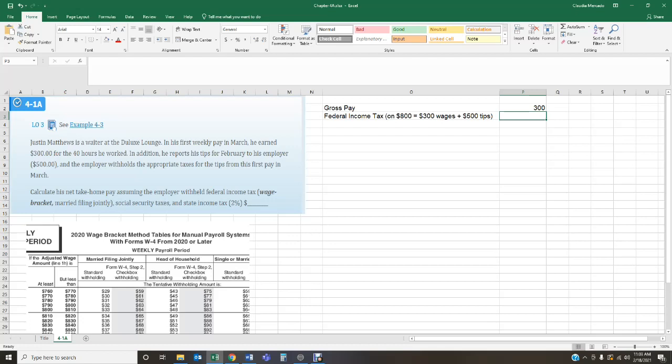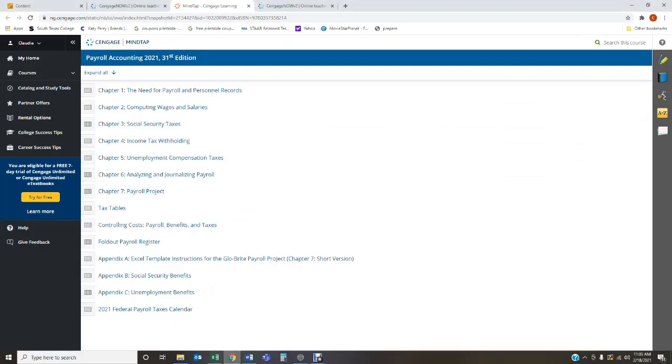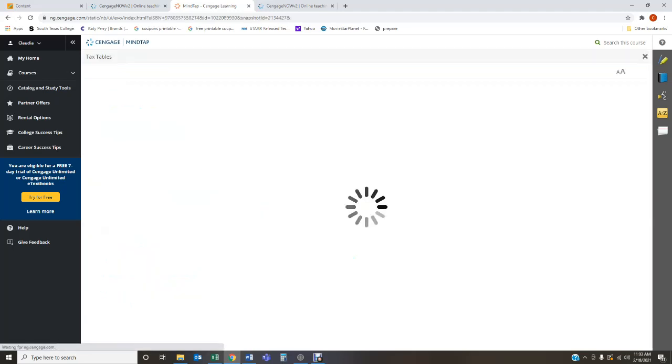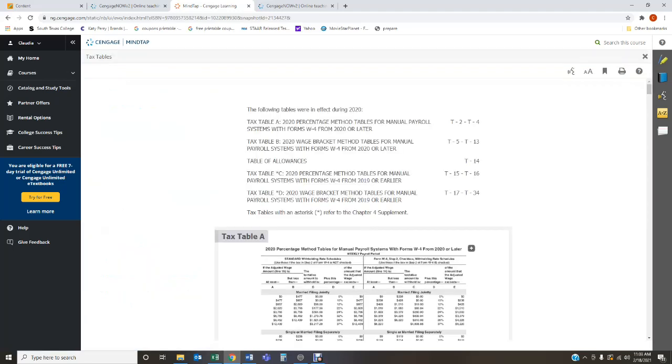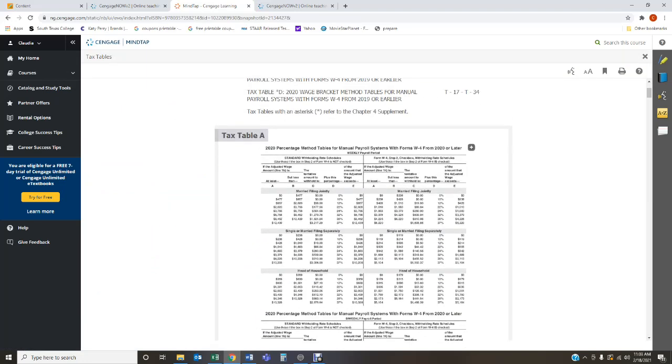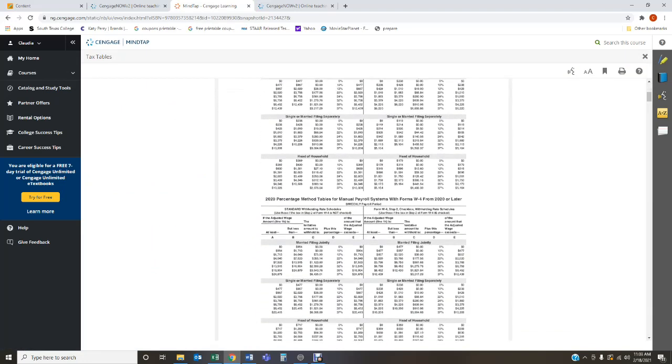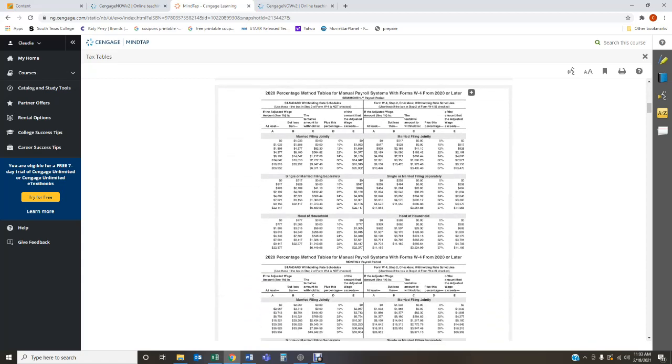Now they're telling us to use the wage bracket method. The wage bracket method is very simple because all you have to do is go to your ebook. Towards the end of your ebook, after chapter 7, you've got tax tables. All of your tax tables are listed. If you go there, the first part is your percentage method calculations, which we'll be using later on. But then you have your wage bracket method, which is what they're asking us to use.